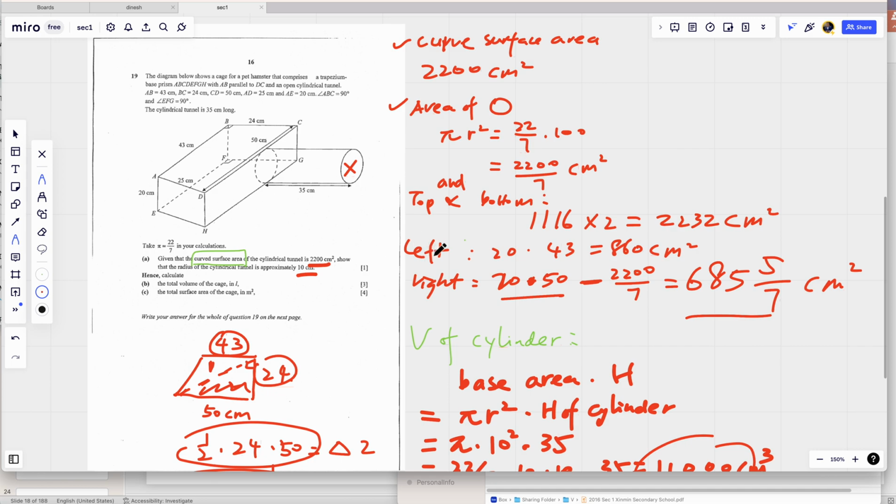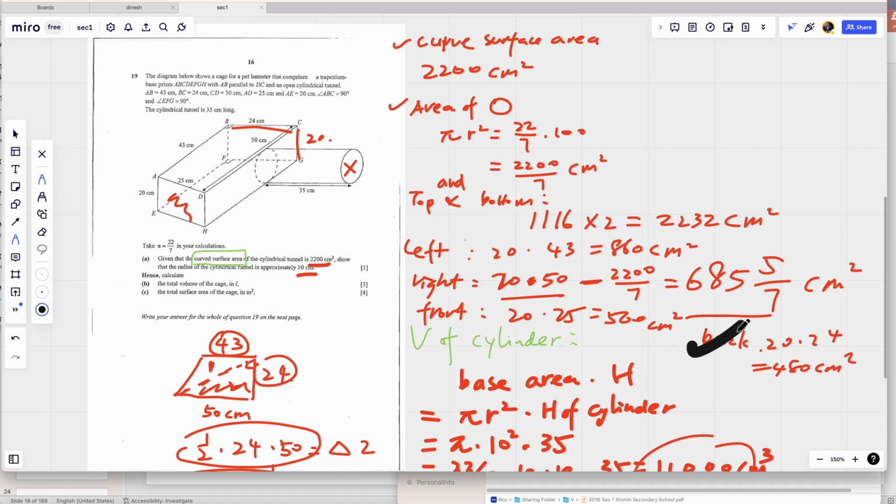So you are left with what? Top and bottom, left and right. Then this part. This is called front. The front part is 20 times 25, which is 500. And then the back is not the same. The back is 24 and 20, right? So it's 20 times 24 is 480 cm square. Okay, so your job is to add all this up. Back, front, right, left, top and bottom, done. Area of this, done. Just add all this up.